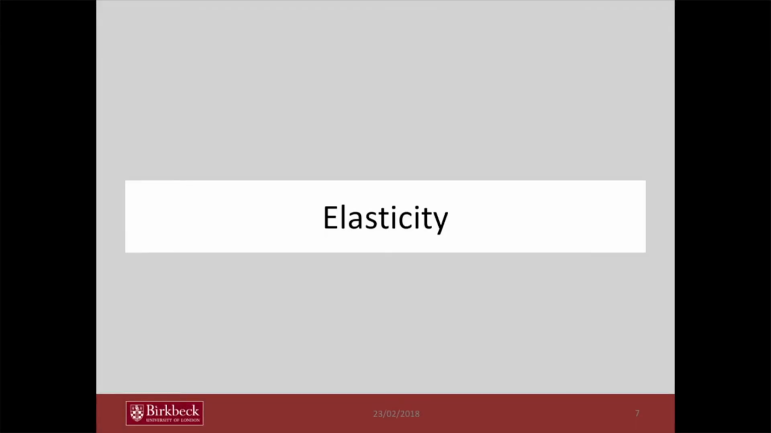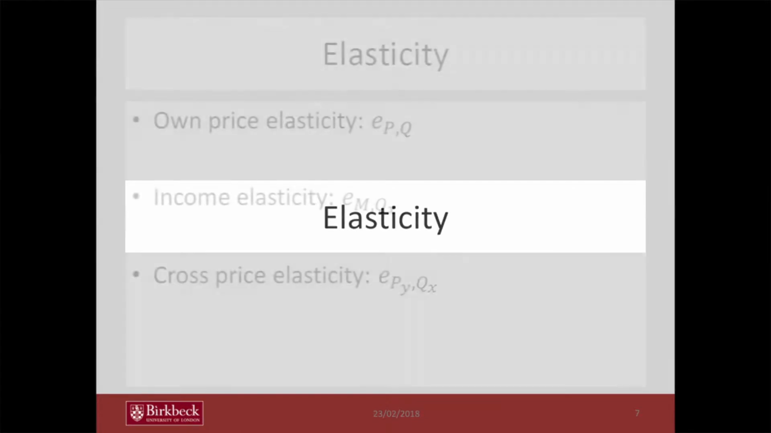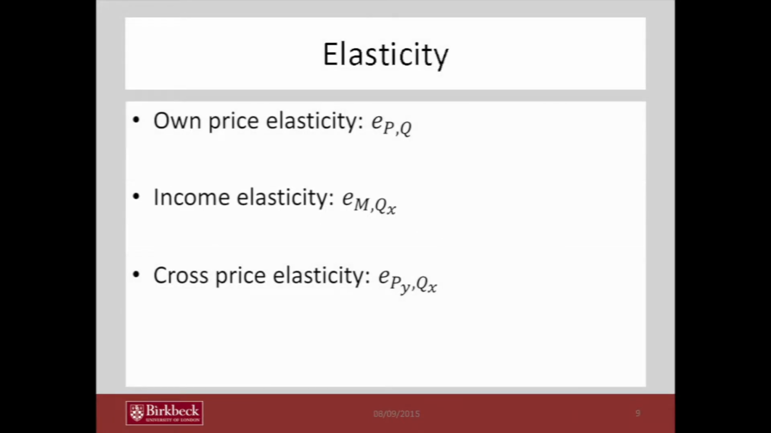Now, there are three types of elasticities, and the concepts and the definitions you really need to learn and really need to be aware of how to calculate them. So the three types are the own price elasticity, which is usually referred to as EPQ. Then the other one is the income elasticity, which is referred to as EMQX, and the cross price elasticity, which is usually referred to as EPYQX when you're comparing elasticity between two products.